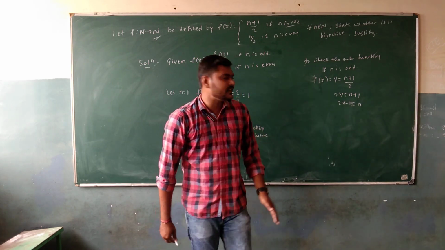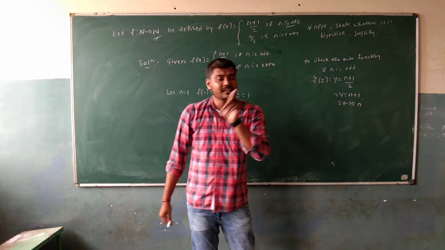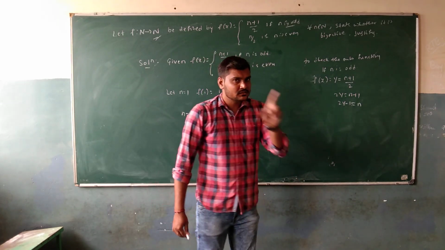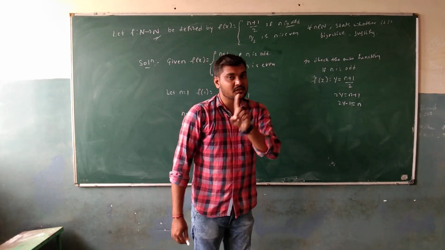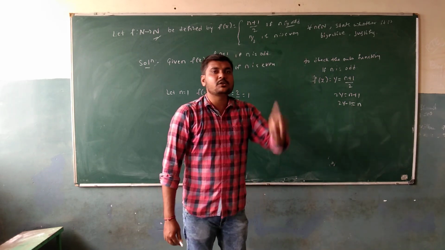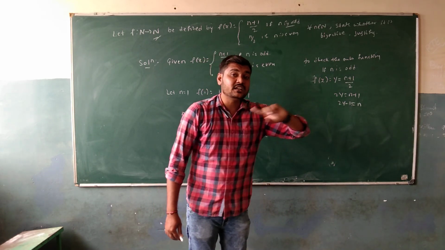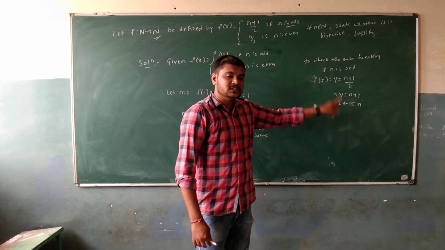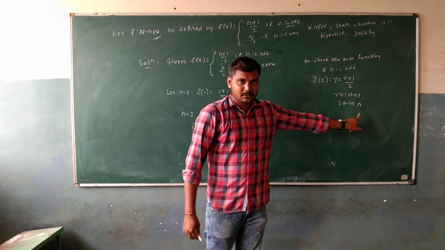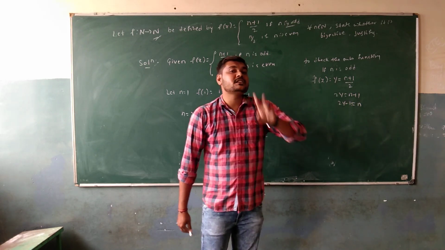So suppose we assign any value to y from the set of natural numbers. Suppose you give y is equal to 1, so 1 is a natural number. 2 into 1 is 2, 2 minus 1 is 1, so 1 is a natural number, and 1 is the pre-image of 1. Suppose you give 2, 2 twos are 4, 4 minus 1 is 3, so 3 is the pre-image of 2.